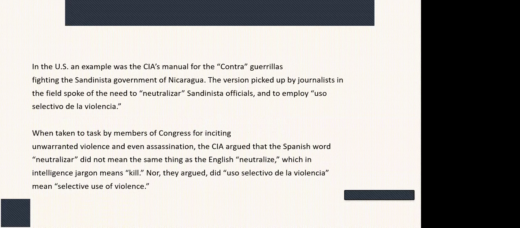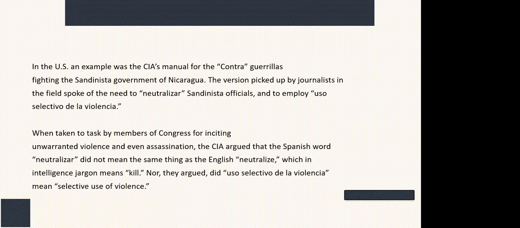In the US, an example here you see in the CIA's manual of the Contra guerrillas fighting the Sandinistas. The version picked up by journalists in the field spoke of the need to neutralizar Sandinista officials and to refer to selective use of violence. So you know what neutralize means. You've listened to Pete Hegseth if you've been watching news recently. He's been speaking about neutralizing people, it's killing them, okay?